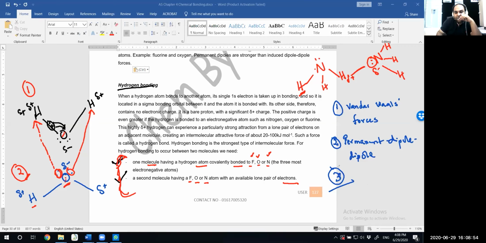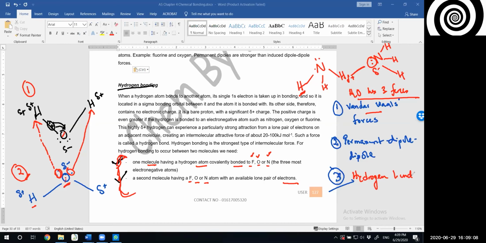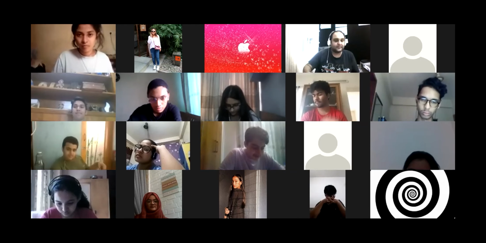So water has three things. Water has three intermolecular forces acting: Van der Waals forces, permanent dipole and hydrogen bonding. So the permanent dipole is between which atoms? Oxygen and hydrogen. The difference in electronegativity between oxygen and hydrogen is very high, right? Yes. So it's a polar molecule, and polar molecules always give rise to permanent dipole-dipole.